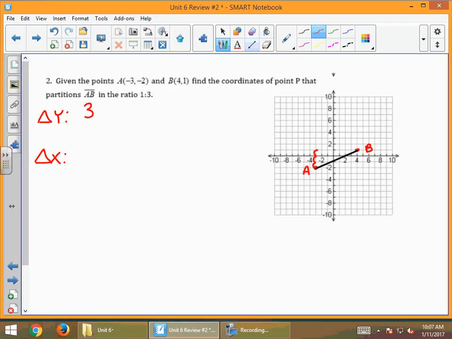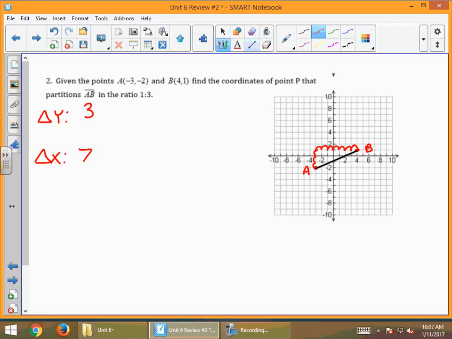If I go up 3, how far over do I have to go to get to B? Let's do a little counting. 1, 2, 3, 4, 5, 6, 7. 7. So I have a slope of 3 over 7. Great. I'm going to have to figure out what I'm going to increase all of these points by.